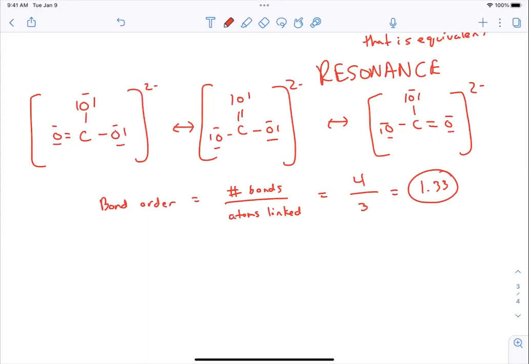Oh, it's three oxygens bonded to the carbon. So essentially, it's how many of them are bonded to the central atom, I should say. So let me rephrase that: atoms linked to the central atom. Does that clarify a little more?